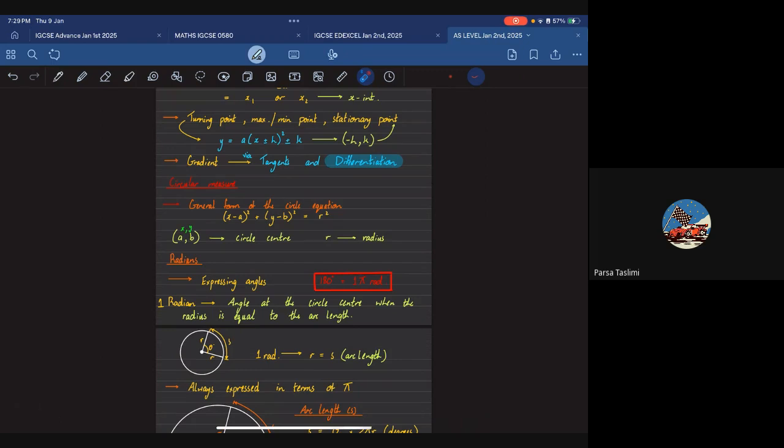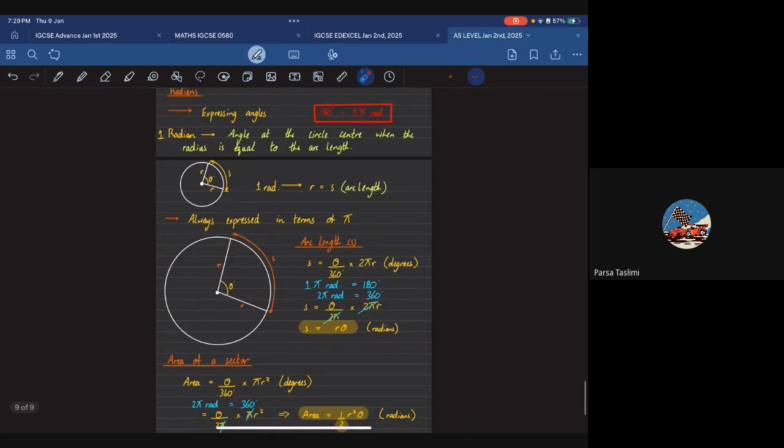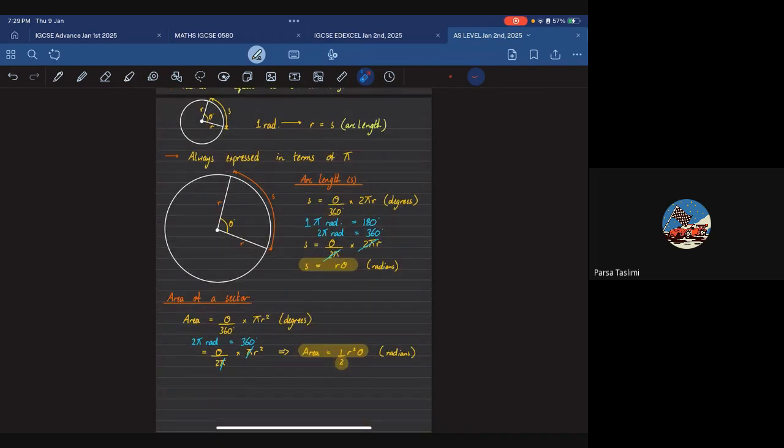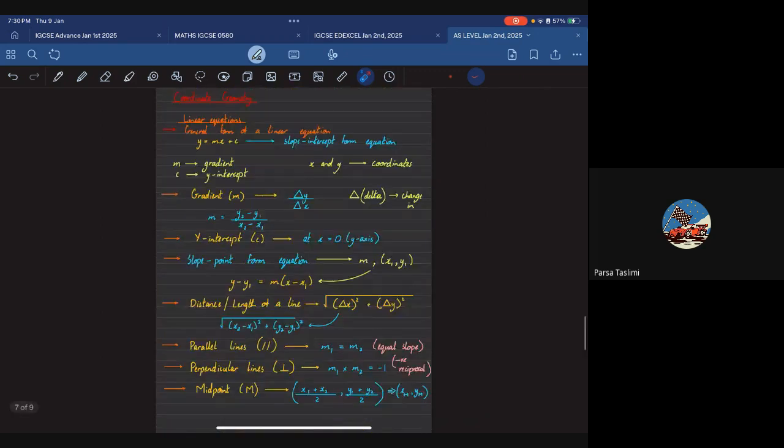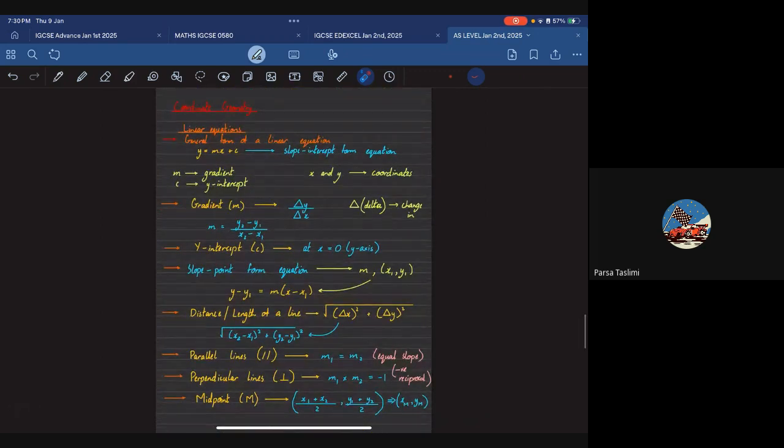Now, the questions provided to you in coordinate geometry in A levels will have a bit more of an advanced level of difficulty compared to your IGCSEs. Having said all of that, are there any questions regarding this, Nopal and Parsa?